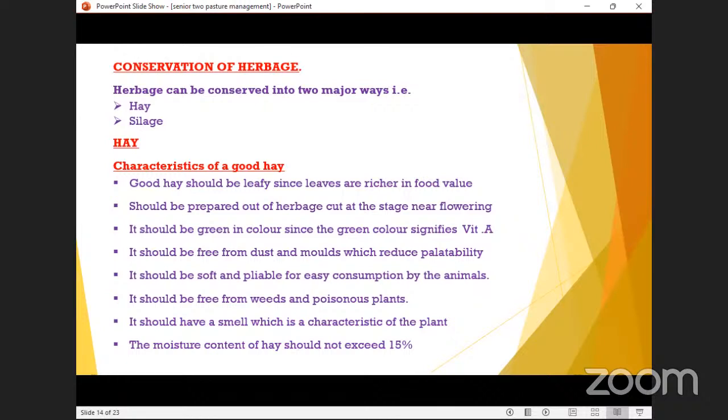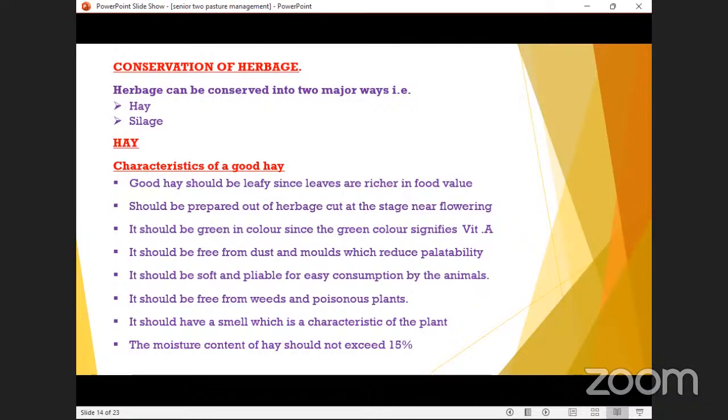Number two, it should be prepared out of the herbage cut at the stage near flowering. If you are to harvest them, get them before flowering, or when they are about to flower. That's when they are very nutritious for our animals. It should be green in color.